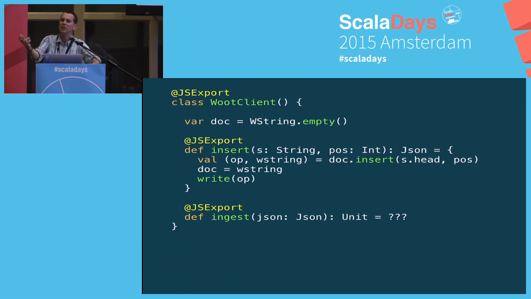So what happens when you receive some of this JSON across the network? And I think this is a little bit more interesting problem. So you'll notice the signature of ingest, it takes some JSON, but it's a unit. So it's got a side effect. So how do you side effect in Scala.js? Well, there are quite a few methods. I'm going to go through 3 of them.